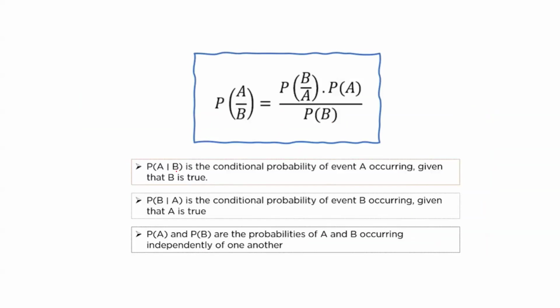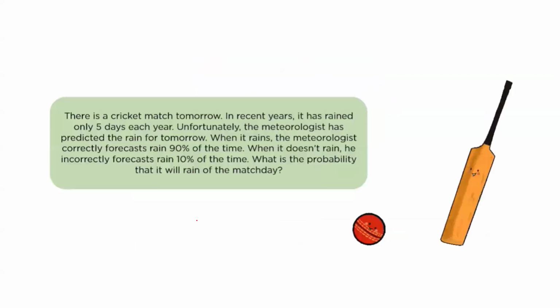So probability of A given B is the conditional probability of event A occurring given that B is true. B is already given, A is to occur. And the probability of B given A is again the conditional probability of event B occurring given that A is true. Already A is there, we have to find B, and here already B is there, we have to find A. Coming to P of A and P of B, these are the probabilities of A and B occurring independently of one another.